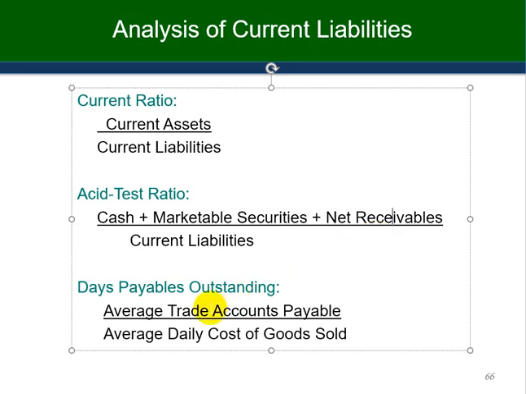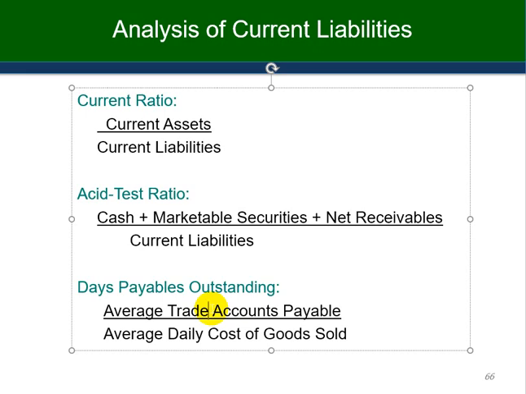Days payables outstanding. So this is how long your payables are outstanding. So if you take your average trade accounts payable and divide by the average daily cost of goods sold, that would tell you the number of days outstanding, so the percentage of a year. So your accounts payable balance divided by your daily cost of goods sold is the percentage of a year of cost of goods sold, which is represented in your trade accounts payable balance.